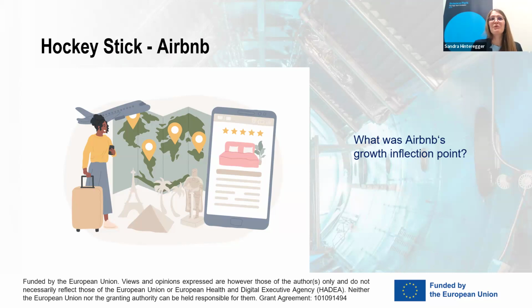No idea. Okay, so for Airbnb, the hockey stick effect happened when they started to support their clients with professional pictures of their accommodations. And these professional pictures then attracted a lot of new customers, and this highly increased the demand for the accommodations. And so also the revenue of Airbnb increased rapidly.